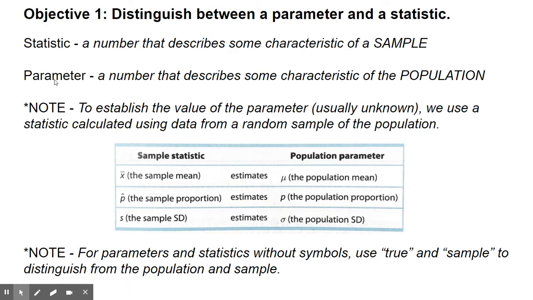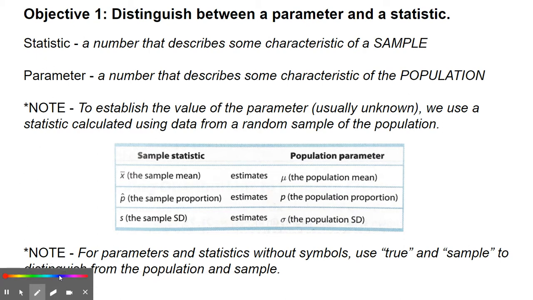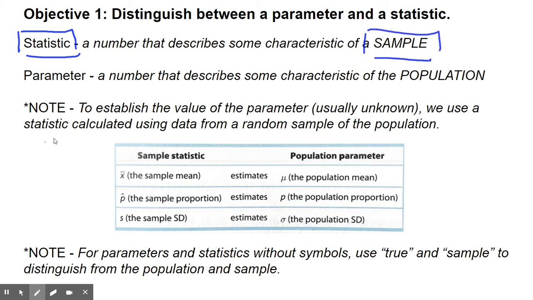Well, before we get into that, we need to talk about, like I said, statistics and parameters. So a statistic is a number that describes some characteristic of a sample. So think of S and S, right? Statistic, sample. A parameter is a number that describes some characteristic of the population. So again, P for parameter, P for population.